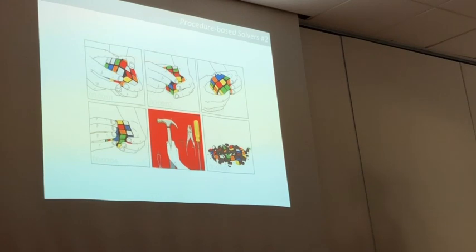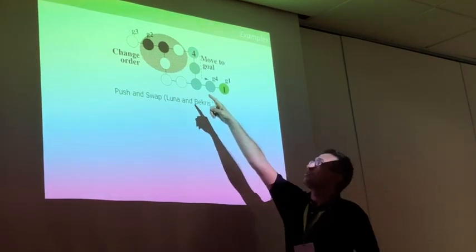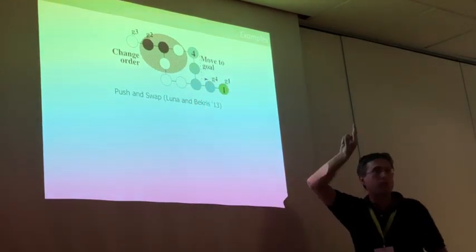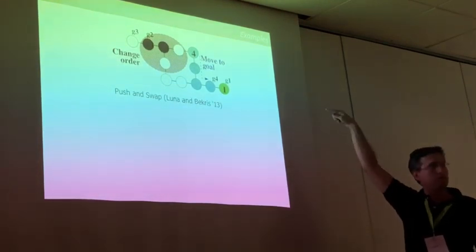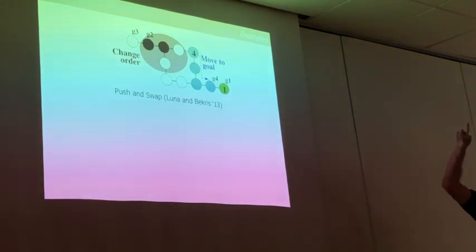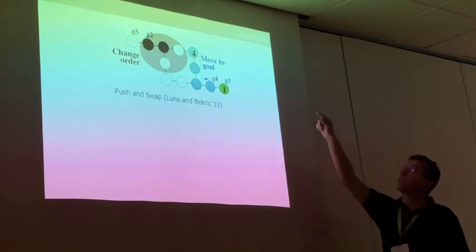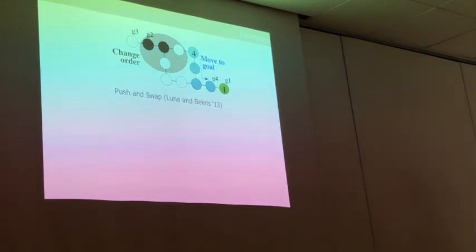But let me highlight several examples. So here's the push and swap algorithm by Luna and Bekris. The idea is you have two operators. You have a swap operator. So you see agents 2 and 3. The operator is how you switch the location. So 3 will move down, 2 will move to the right, and then they go back. So you have one operator that does this swap. And another operator is push. You take an agent and move it all the way to some location. And the push and swap algorithm uses these two macro operators and applies them together to get the solution.